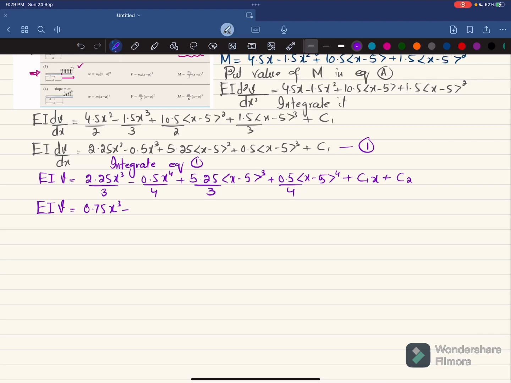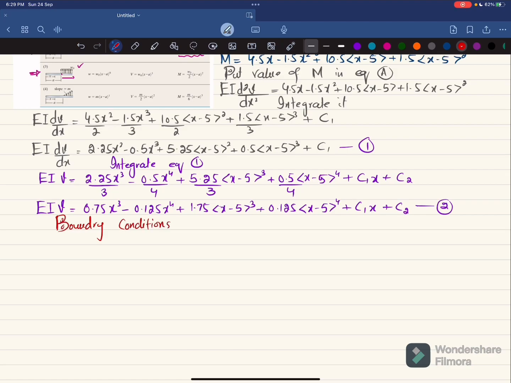So if you further simplify it, you will get EI into V is equal to 0.75 x cube minus 0.125 x power 4 plus 1.75 into x minus 5 power 3 plus 0.125 into x minus 5 power 4 plus C1x plus C2. And this is your equation number 2. Now C1 and C2 are unknown constants of integration, so boundary conditions will be used to find C1 and C2.